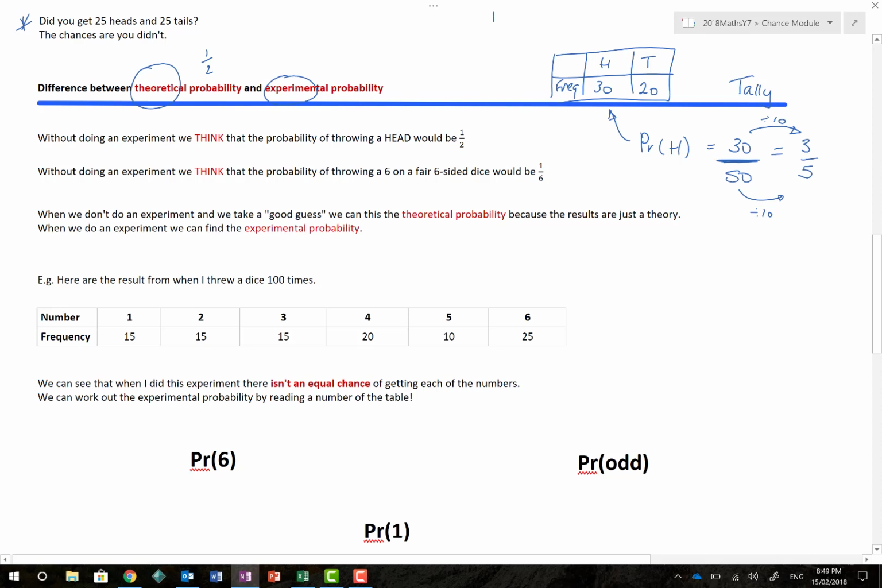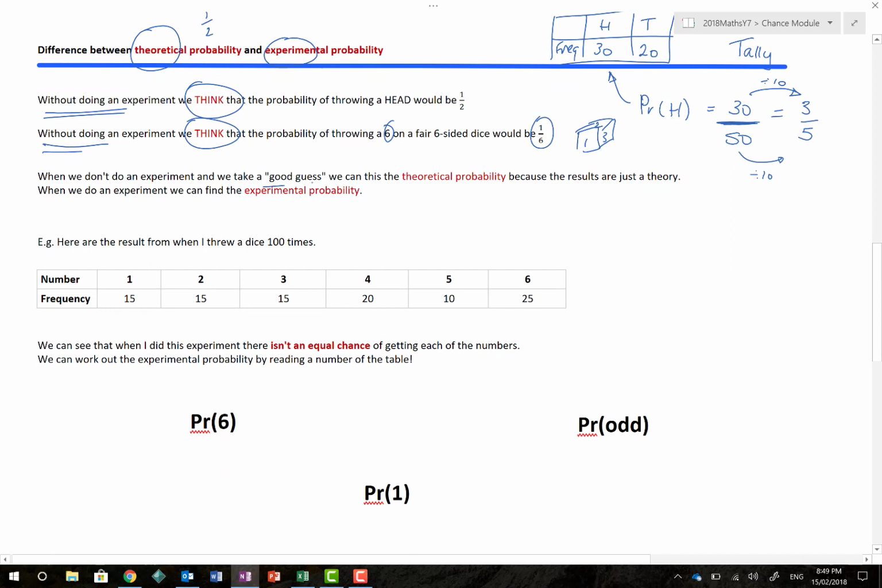And here is what I'm saying. Without doing an experiment, we think the probability of throwing a head would be a half. And without doing an experiment, we think the probability of throwing a 6 on a fair six-sided dice would be 1 over 6. Because if you remember, how many sides do we have on a die? We have 1, 2, 3, 4, 5, 6. There's only ever going to be one number 6 on the die, and so the probability should be 1 out of 6. When we don't do the experiment, we take this good guess.